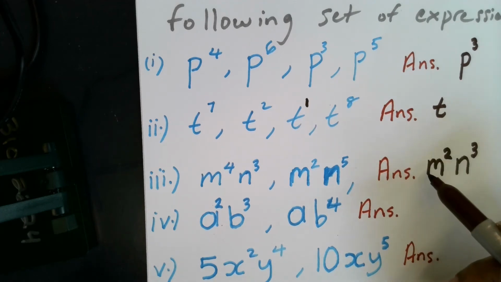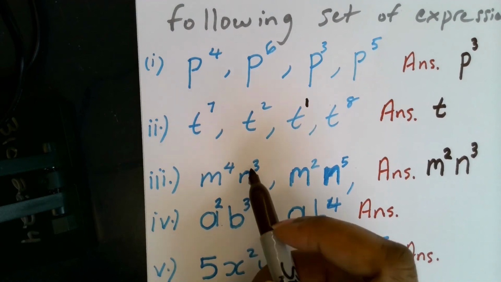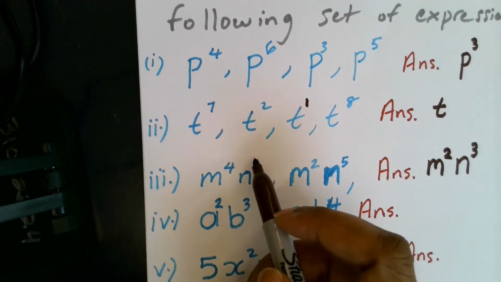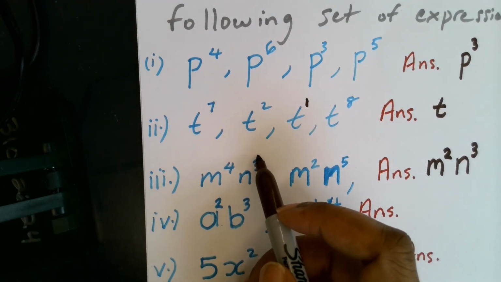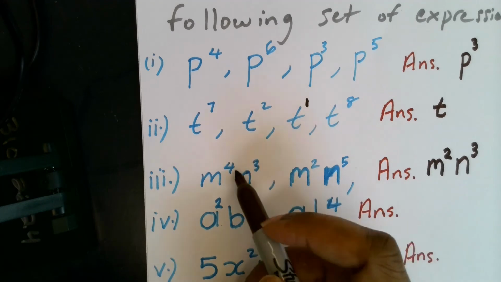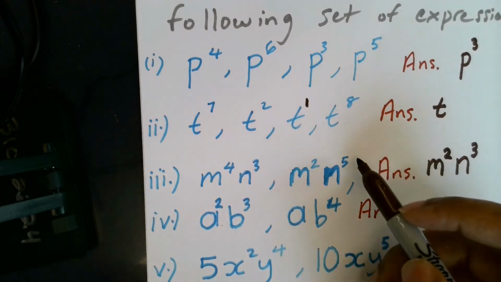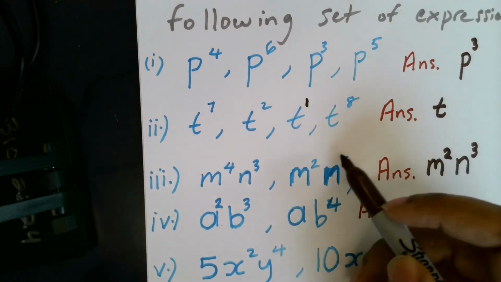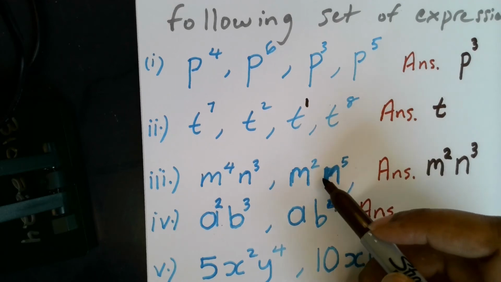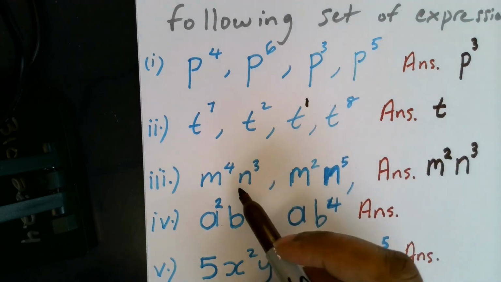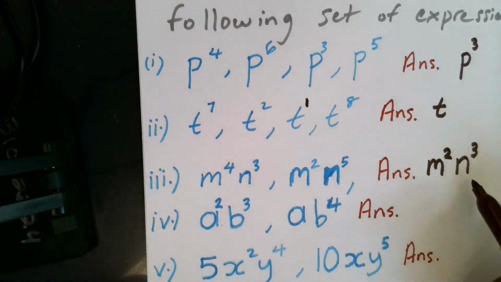Okay? Then I look at the terms that contain N. This term in N has an exponent of 3, and this term in N has an exponent of 5. So I choose the one that has the smallest exponent. Very easy, all right?